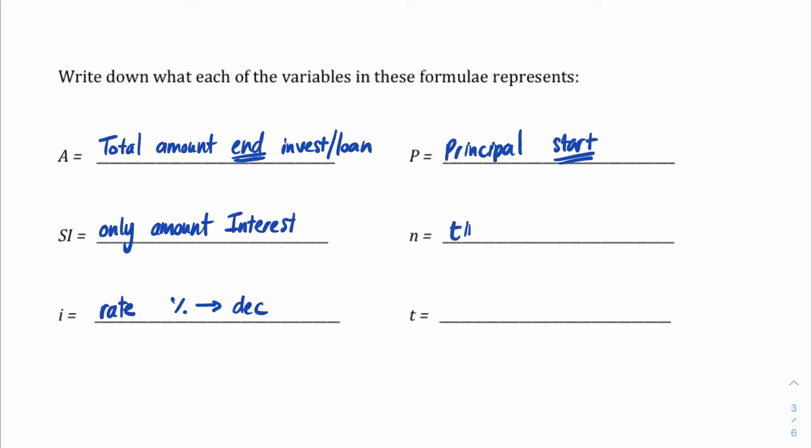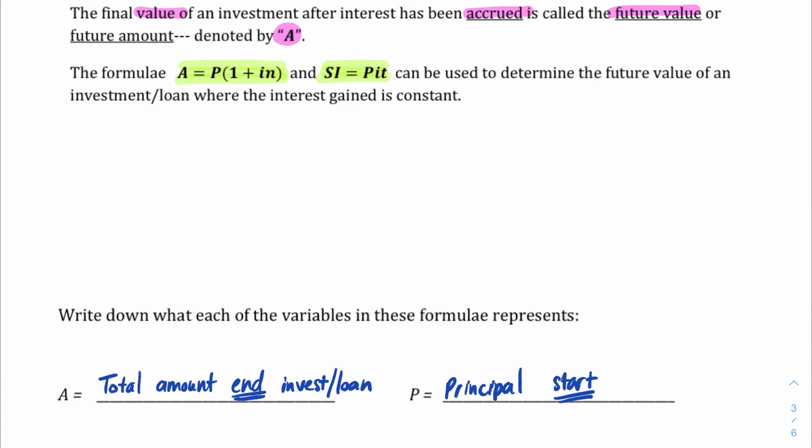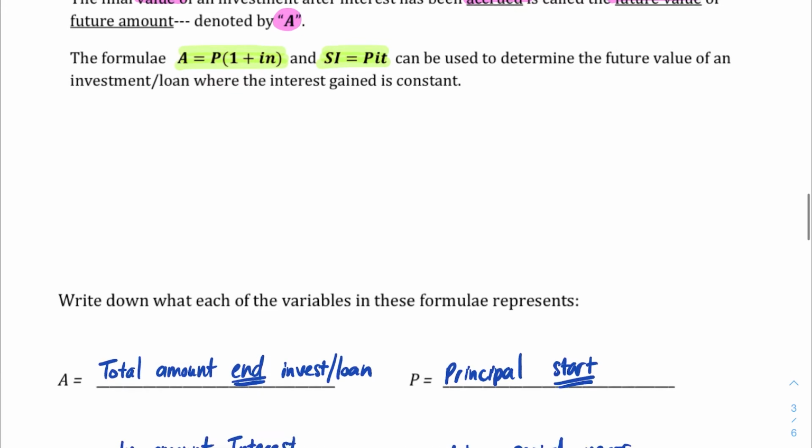N is our time period, and certainly in grade 9, this is in years. N represents years. T is also our time period. If you notice, it makes this formula, SI equals PIT, a little bit easier to remember. You can say SIPIN if you want to, but that formula is a little bit nicer to say if we use T for time instead of N for time. But all the formulas that you're going to learn with compound interest and the formulas that you see in grade 11 and 12 all use N for time. So in grade 9 we're going to start to use N for time.